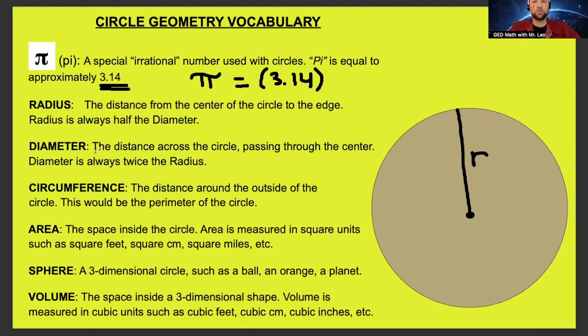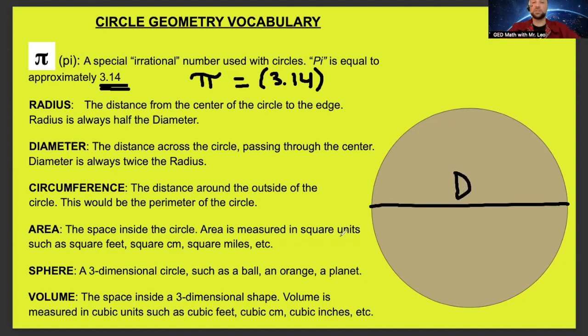Say these words out loud for me, please. Diameter, radius. All right. Diameter is the distance across the circle passing through the center. Diameter is always twice the radius. So if I continue this line all the way edge to edge, this entire line here is a diameter. Diameter is the full distance across the circle. I could also draw it this way. This is considered a diameter, and we label that with the letter D.